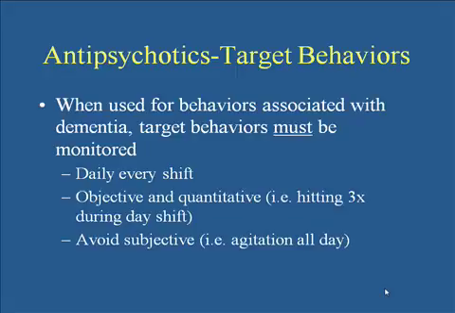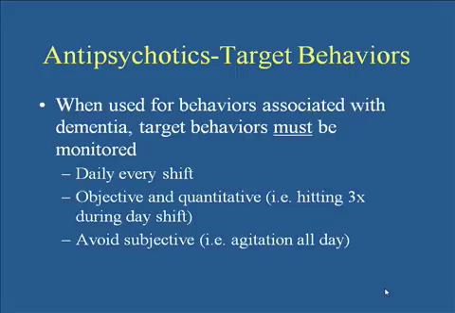So an example of an objective and quantitative behavior is, hitting others 3 times a day or 3 times during the day shift. That would be very objective and very quantitative. If I read that in a patient's chart or on their behavior monitoring form, I will know exactly what's happening. I know what hitting is, and I know what 3 times is.